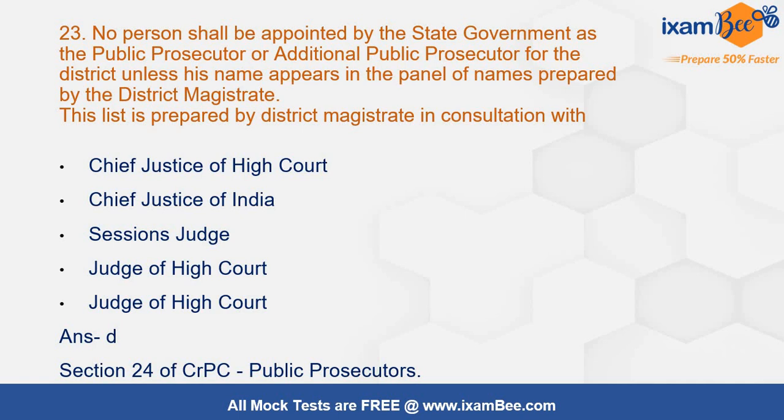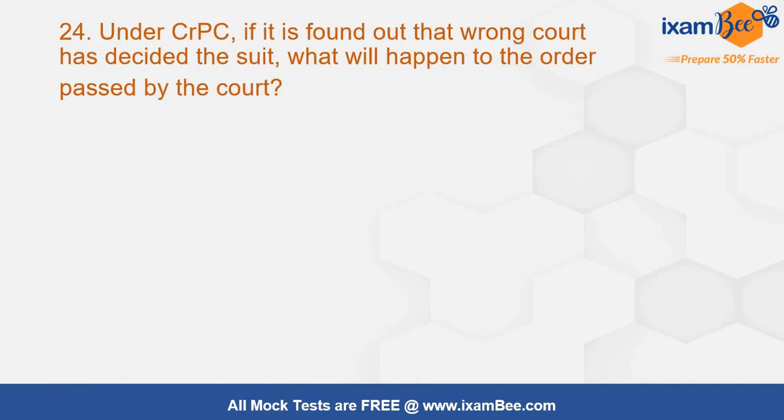Public prosecutor's list is being prepared. So that panel of names has to be prepared by District Magistrate with reference to Judge of the High Court. Now for this he will not go to the Chief Justice of India. Section 24 of CRPC you can refer for public prosecutors.